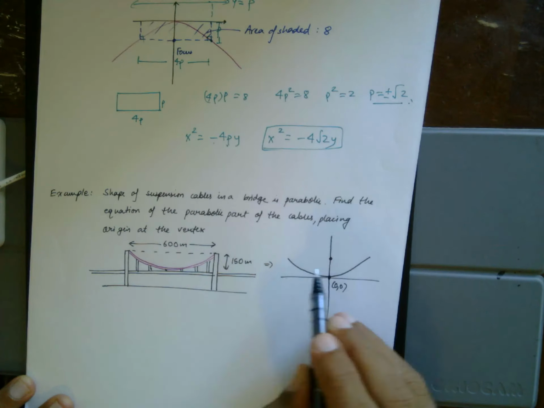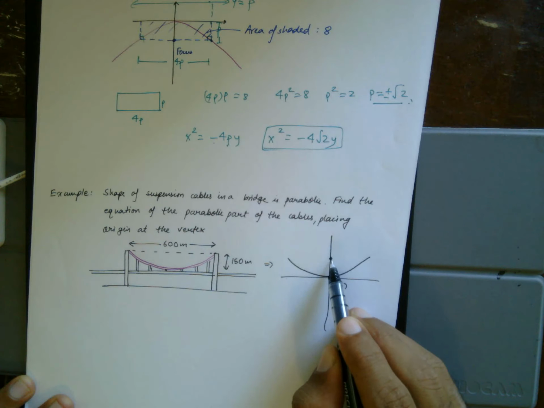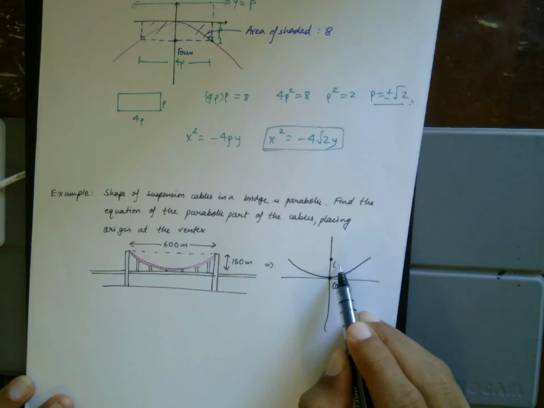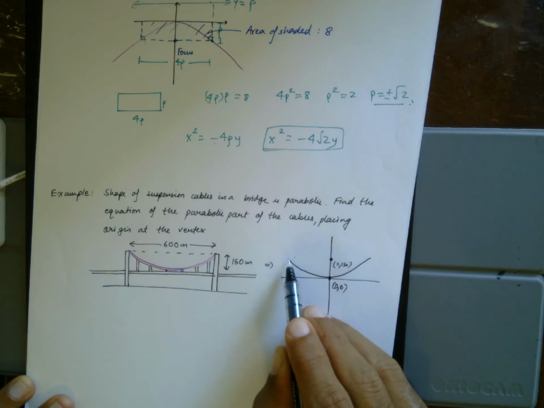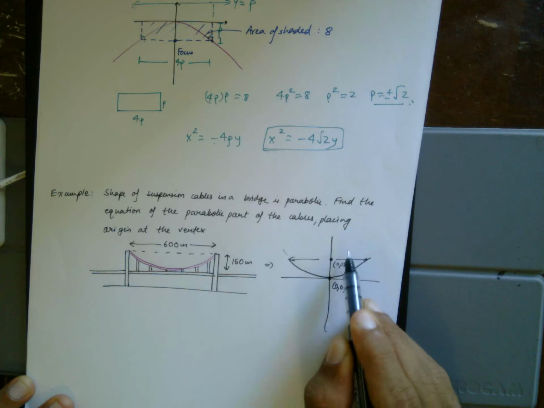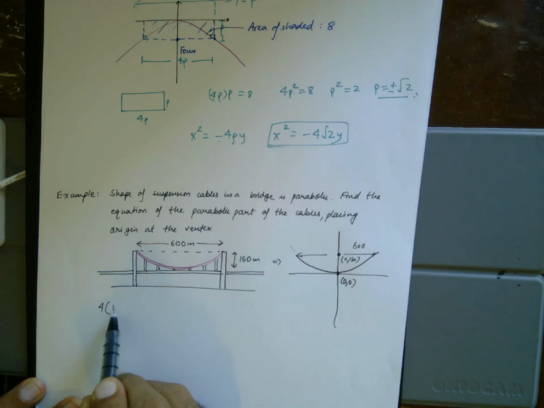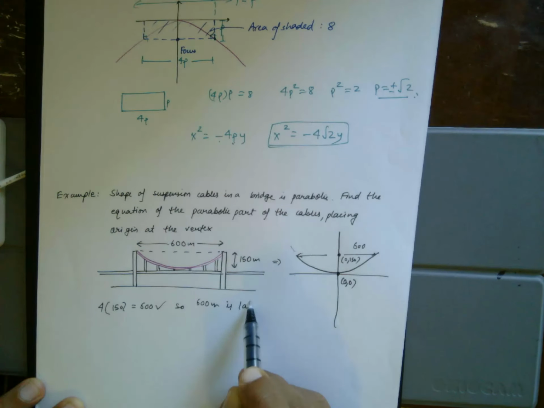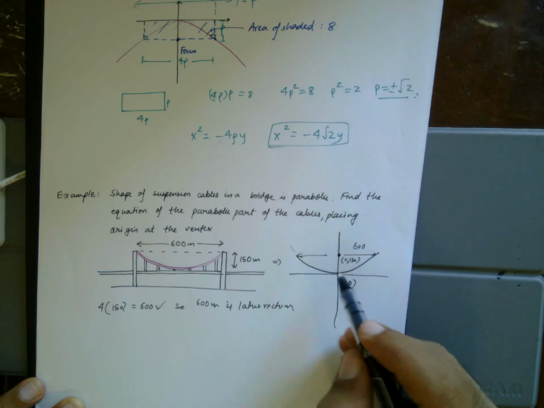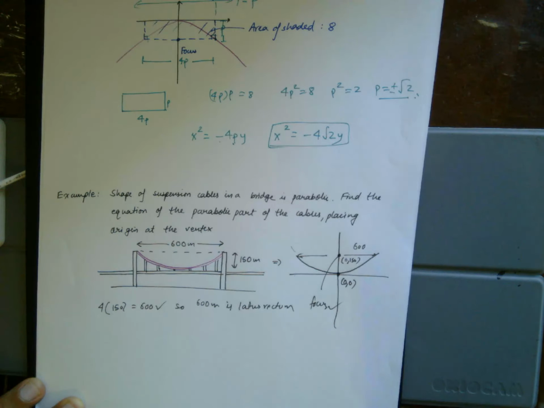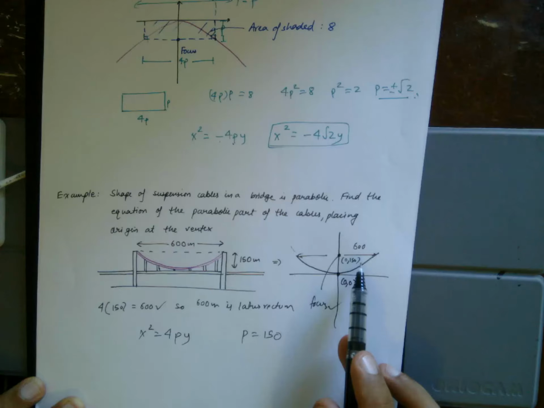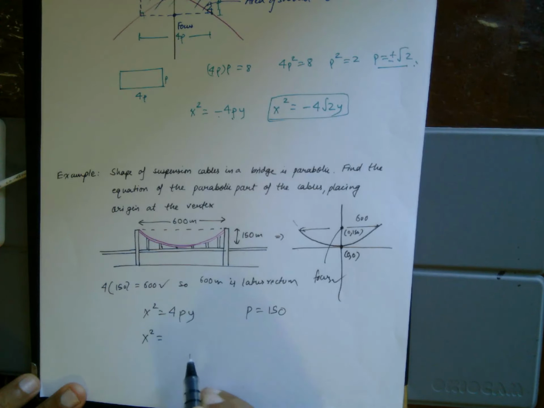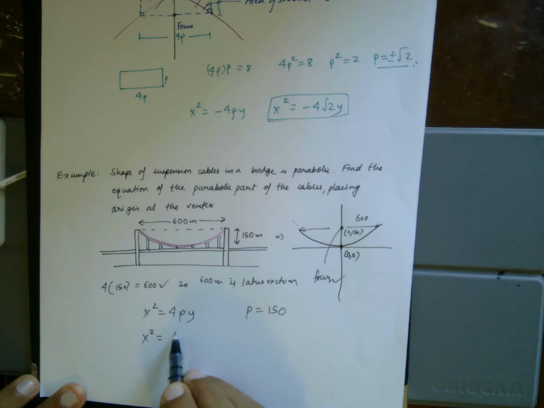So that right there, 150, that gives me the focus. So that is 0, 150, and this length is 600. And you can verify 4 times 150 is 600. So the 600 meter is the latus rectum, which means that this point then is the focus for sure. And now it's easy because the general equation for this is x squared equals 4py, and the focus is at 0, 150. So p is 150, and this becomes x squared equals 600y.